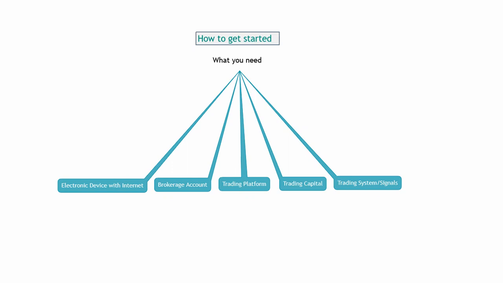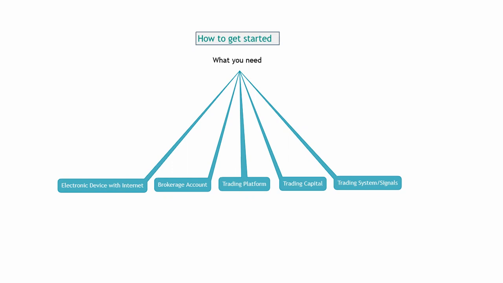Now the first thing is an electronic device with internet. So it could be a desktop, it could be a laptop, it could be a tablet, it could even be a 5 inches phone or anything more than that. So any device, any mobile phone that can take in applications and that can also connect to the internet, you can use it. Okay, so it does not have to be your laptop, you can use any of these devices, but your device must be able to connect to the internet.